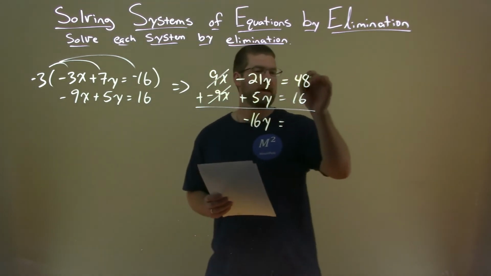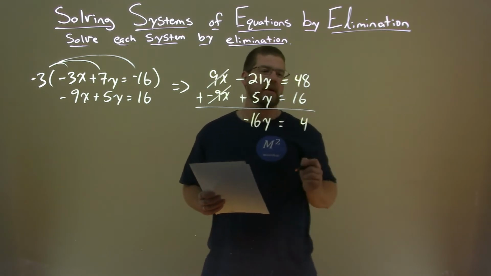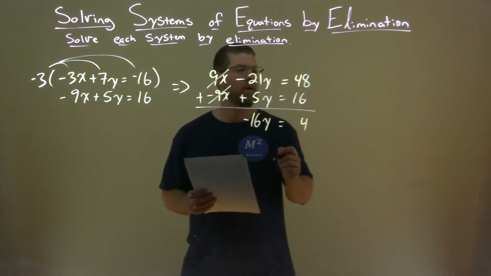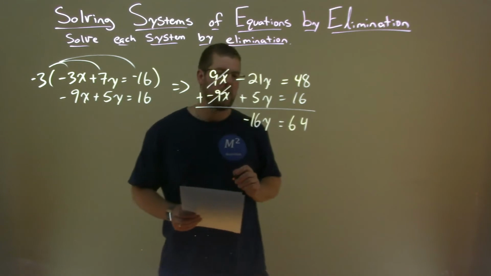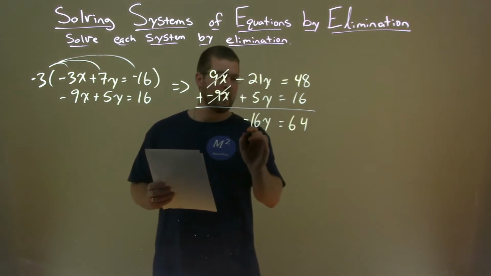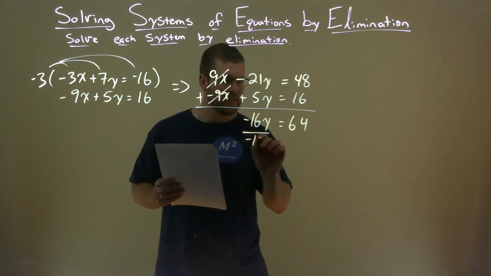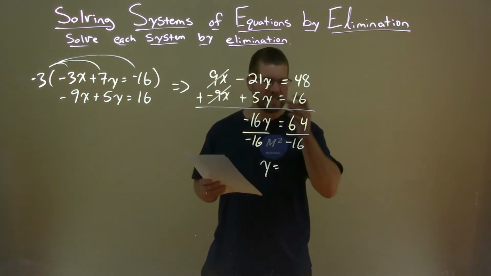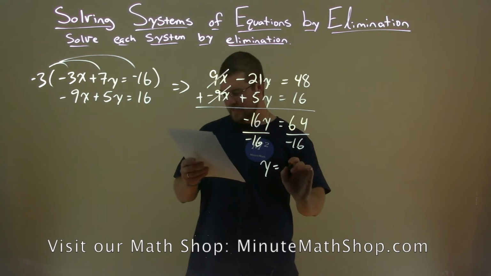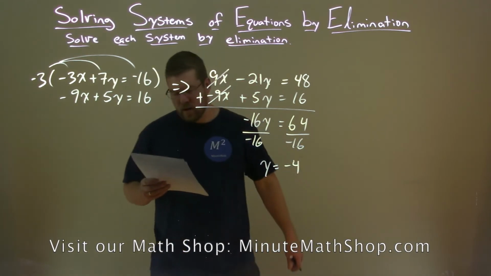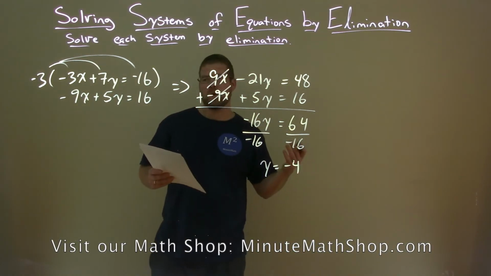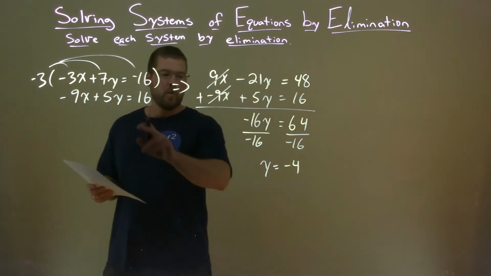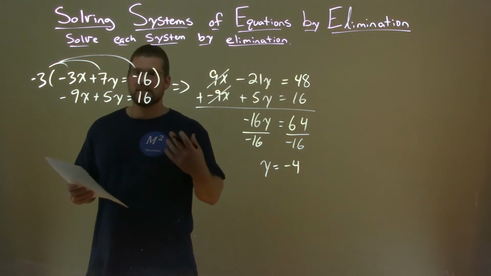What is that? 2, 8, 2, 4. Carry the 1, 5, 6, 64. Alright, so now we want to divide both sides by negative 16 here. We're left with y by itself, and 64 divided by negative 16 is a negative 4. So we have our y value, we need to find our x value. So what are we going to do? We're going to plug it into one of our equations and solve for x.